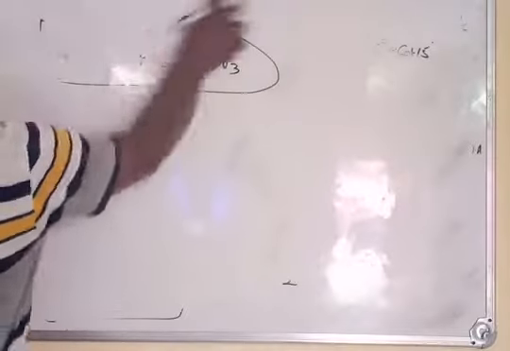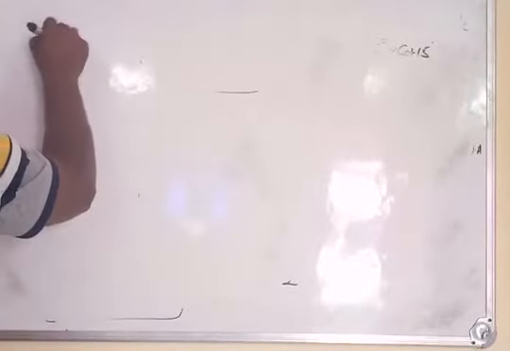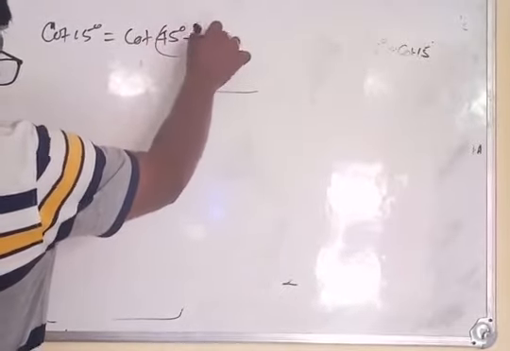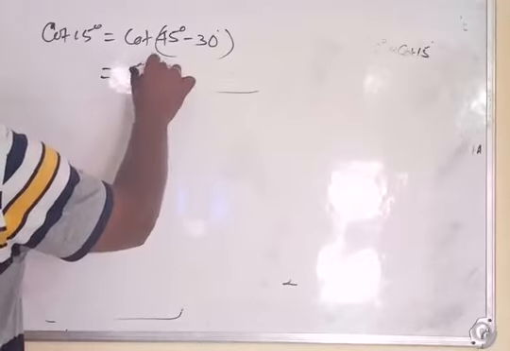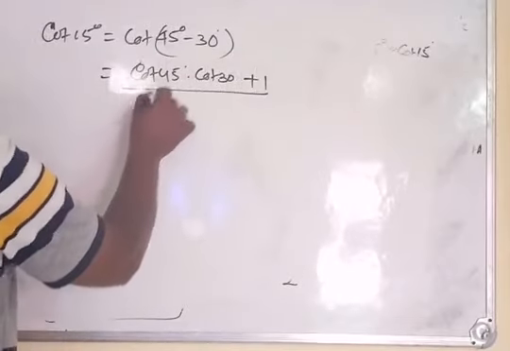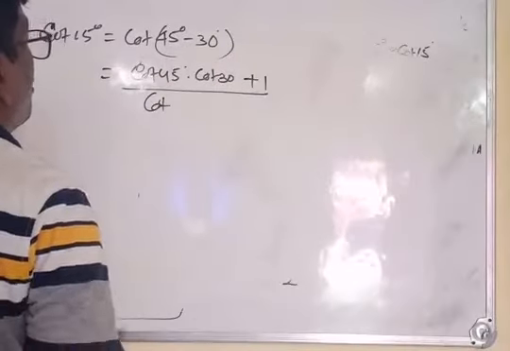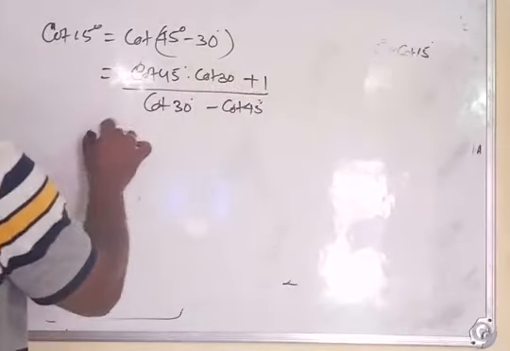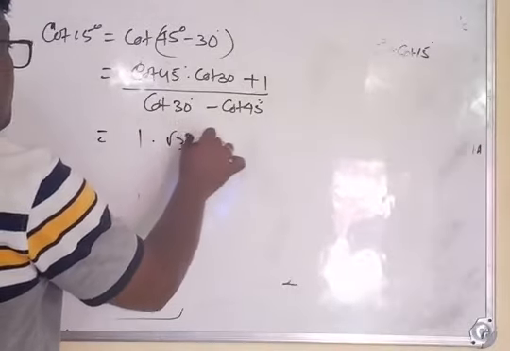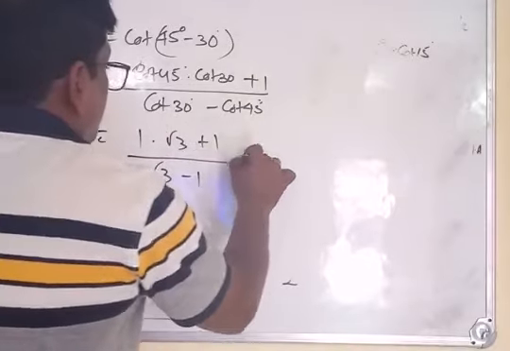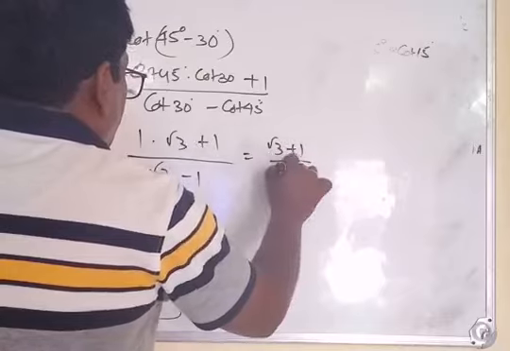Again, cot 15 is equal to cot (45 minus 30). Cot A minus B formula: (cot A into cot B plus 1) divided by (cot B minus cot A). Cot 45 is 1, cot 30 is root 3, so this is equal to (root 3 plus 1) divided by (root 3 minus 1).